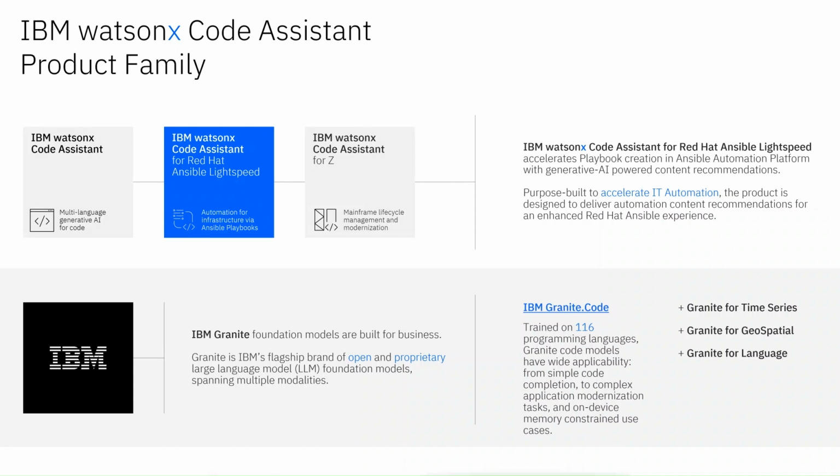IBM Granite Code, also called Granite.code, empowers developers by accelerating software development tasks with AI-powered capabilities, including context-aware code generation, explanation, documentation, translation, and unit test generation.